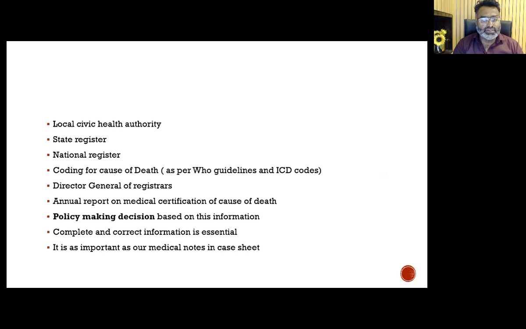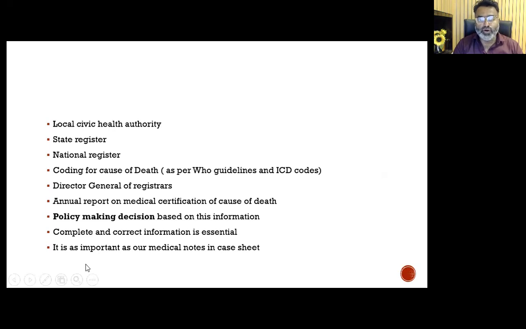So I talked about this national register, and coding for cause of death is done as per WHO guidelines and ICD codes. And this finally goes to the Director General of Registers, and the annual report is prepared on all the statistics about medical certification of cause of death. This helps in policy making, decision making, fund allocation. Like if cardiovascular disease is the leading cause of death, then the policymakers give priority to that area.